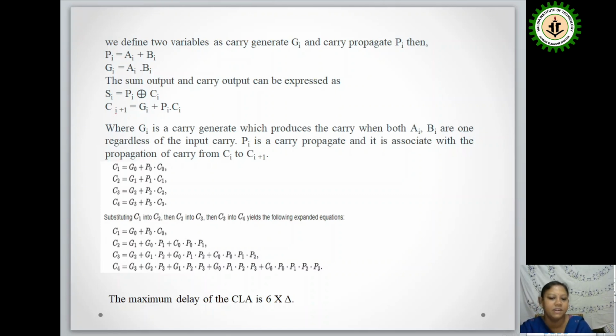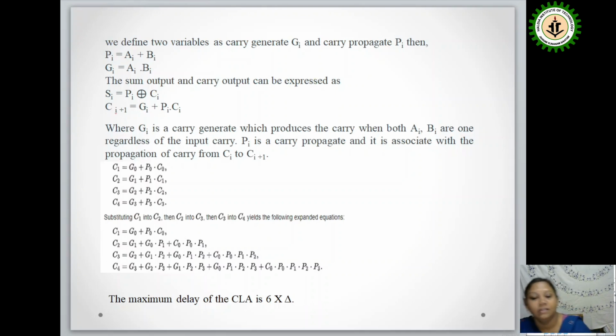In a similar way, C2 depends on G1 plus P1 dot C1, C3 on G2 plus P2 dot C2, and C4 on G3 plus P3 dot C3. So in this way, if we substitute C1 into C2, that is C2 is G1 plus G0 into P1 plus C0 dot P0 P1. In this way, if we calculate C4, we see it is totally based on the 0th position value, that is C0 only, which is the initial carry input in the system.